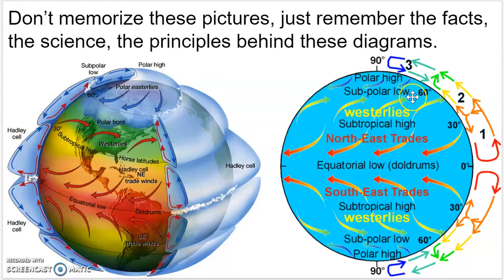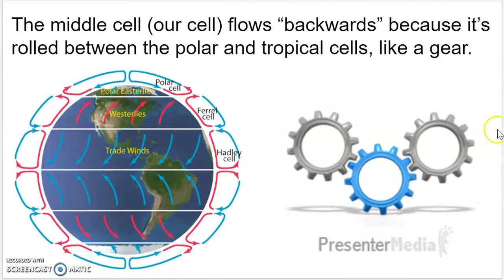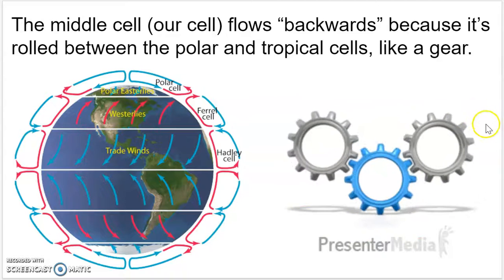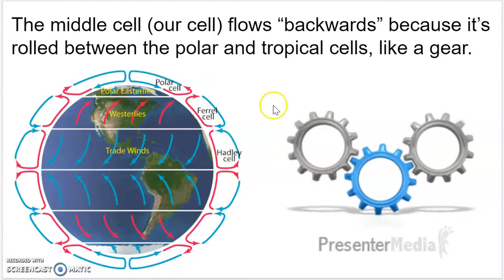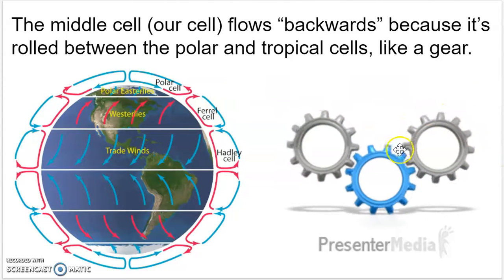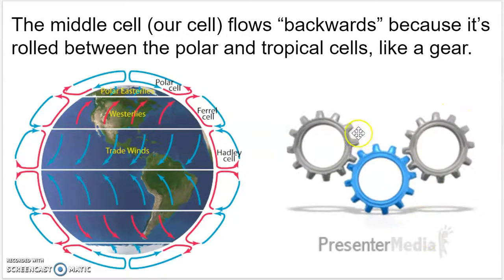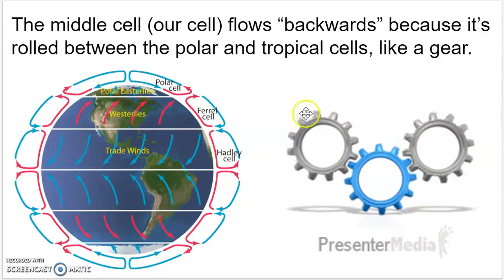But here it's going opposite. The westerlies are going opposite because it's getting rolled between the other two, kind of like a gear. If we say that over here is the North Pole where we have high pressure, and over here is the equator where we have low pressure, the air tries to flow, right? But as it tries to flow, it actually gets bent to the side. Same thing here. As it tries to flow, it gets bent to the side.